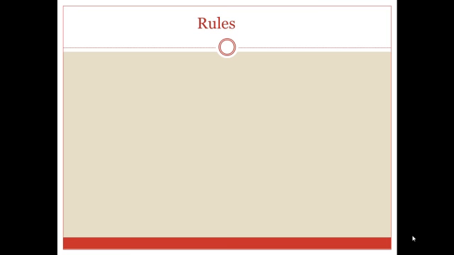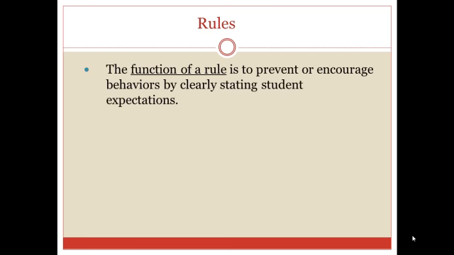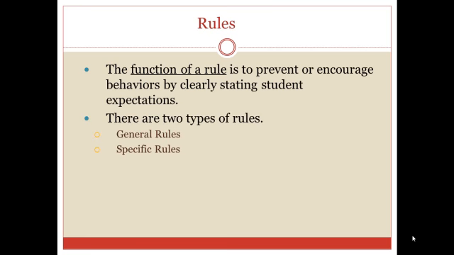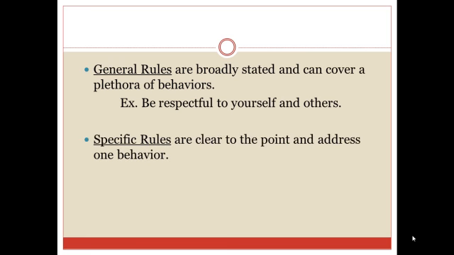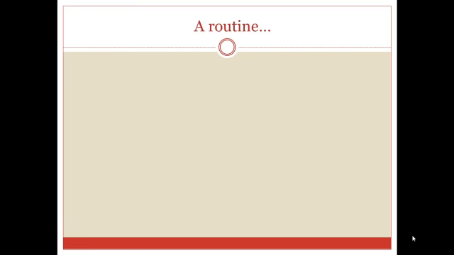Let's first understand the difference between rules and routines. The function of a rule is to prevent or encourage behaviors by clearly stating student expectations. There are two types of rules, general and specific. General rules are broadly stated and can cover a plethora of behaviors. For example, be respectful to yourself and others. Specific rules are clear to the point and address one specific behavior. For example, be in class on time.